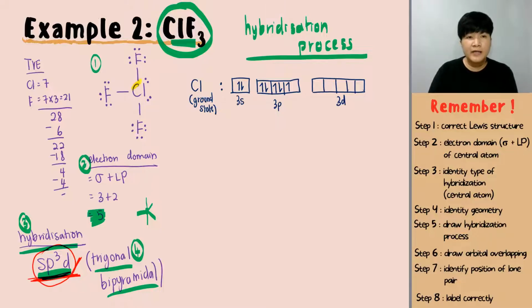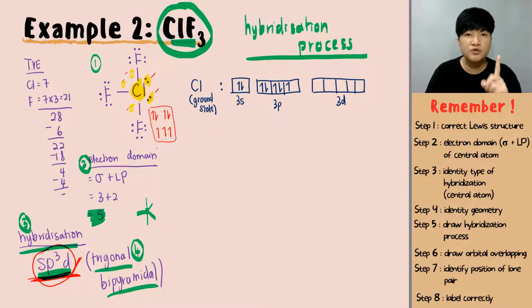And guys, looking at your central atom right now, how many lone pairs do we have? How many sigma bonds do we have? Alright, so how many paired-up electrons do we need? How many single unpaired electrons do we need? So obviously, we need 2 pairs of electrons. Agree? And we need 3 single electrons for the sigma bonds. See that? Okay, this is what we need in the excited state and also the hybrid state later on, according to your correct Lewis structure. Therefore, the chlorine excited state.